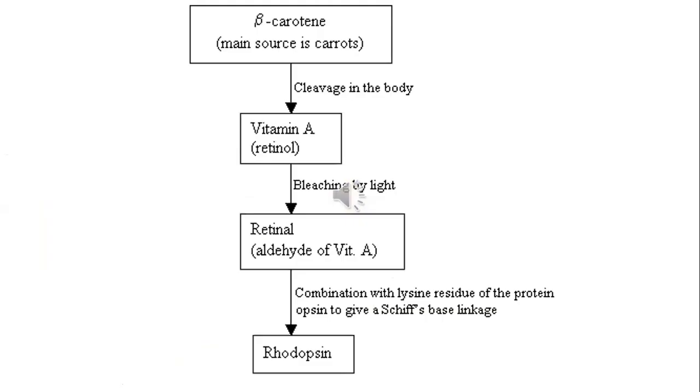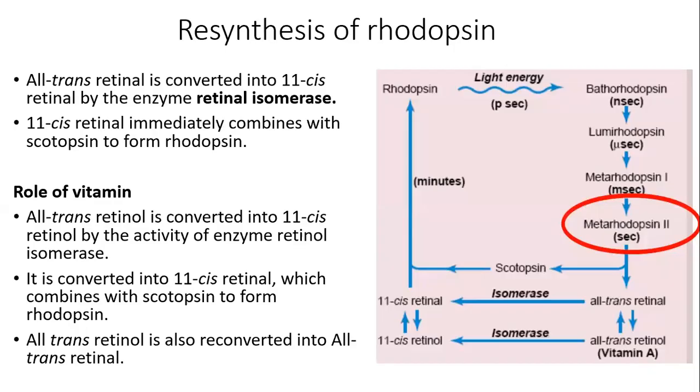Another thing to talk about: beta-carotene, whose main source is carrots. On cleavage in the body it gives vitamin A or retinol. Bleaching by light, then the retinol, known as the aldehyde of vitamin A, combines with lysine residues of the protein opsin to give a Schiff base linkage. And then there's also rhodopsin. So now, resynthesis of rhodopsin.